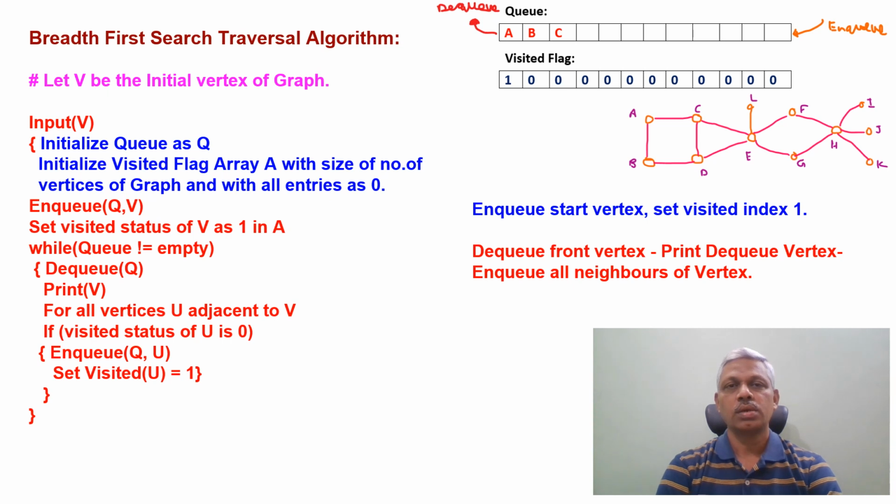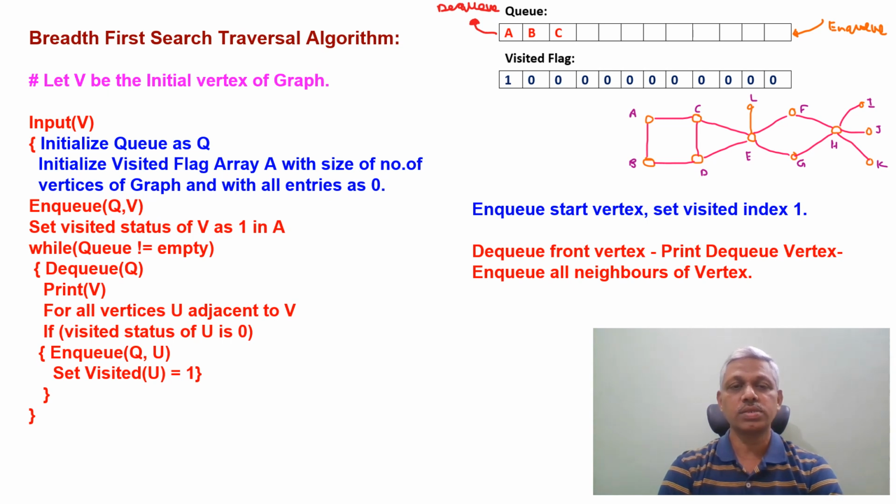After this, stage by stage we visit all the vertices level by level. So while Q is not equal to empty, keep on doing this. What is that? Dequeue v. Whatever the first-in first-out starting vertex is, that has to be dequeued from the queue. That means it is to be processed. Once that is dequeued, print that vertex. That means that vertex is traced. While doing this, add all the vertices which are adjacent to v to the queue.